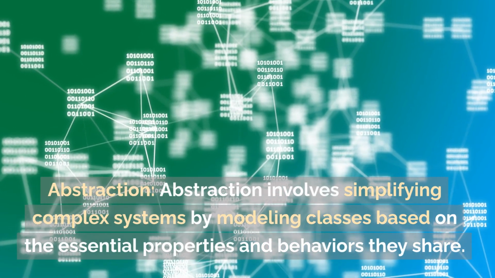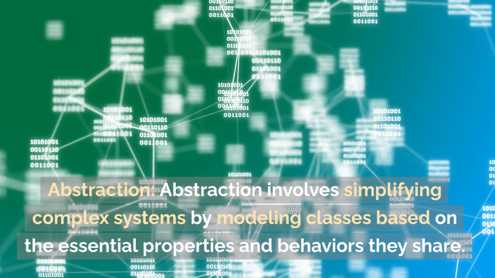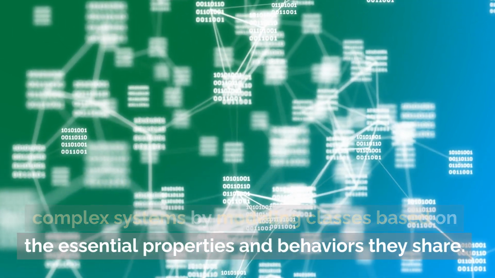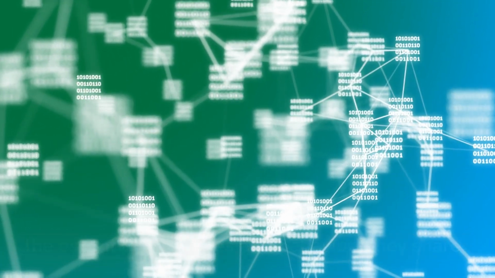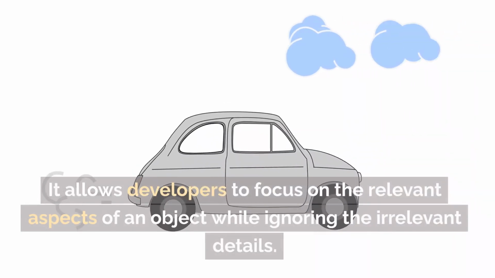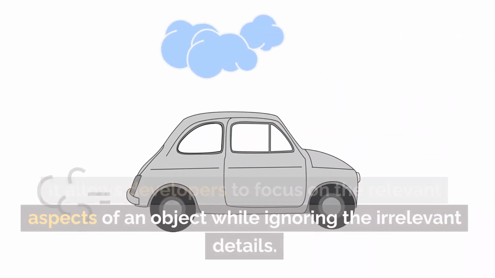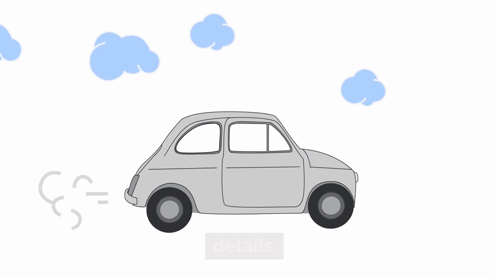Abstraction. Abstraction involves simplifying complex systems by modeling classes based on the essential properties and behaviors they share. It allows developers to focus on the relevant aspects of an object while ignoring the irrelevant details.